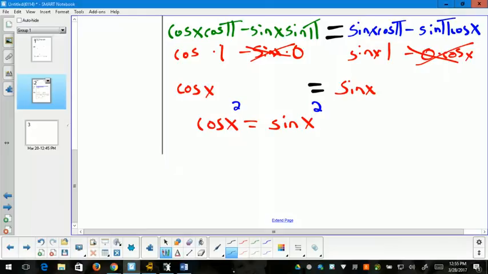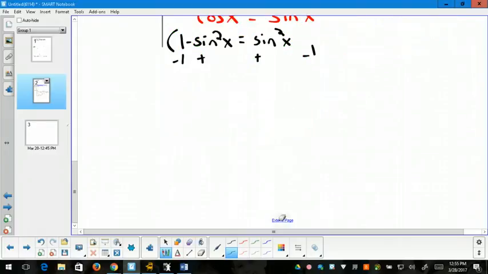When I do this, I like to keep it as sine. You can keep it as cosine if you want. I'm going to make this 1 minus sine squared of x using the Pythagorean identity. I'm going to move everything to one side by adding sine squared of x and subtracting 1. So what I end up with is 0 equals 2 sine squared of x minus 1.